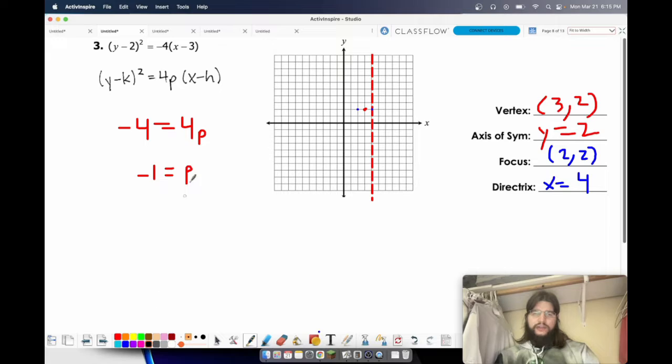From my focus, I'm going to go 2 points. Now, it's got to look like this. I'm going to go up 2. I'm going to go down 2. And this should be a nice parabola once we graph it.